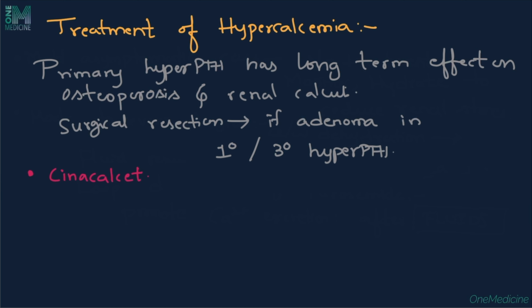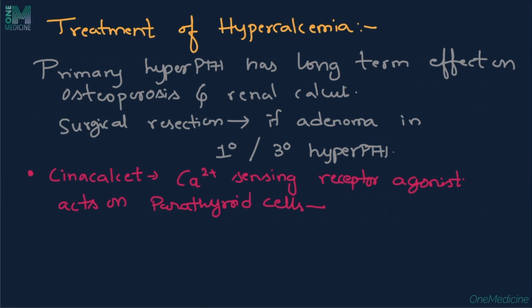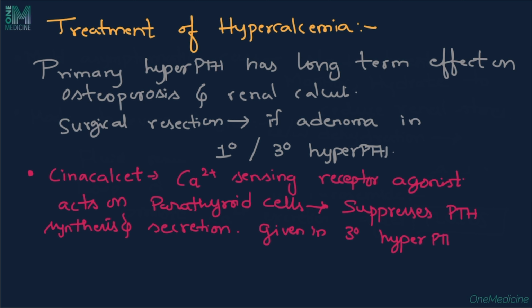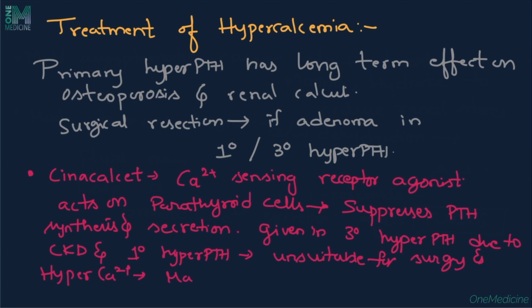Cinacalcet, which is a calcium sensing receptor agonist which acts on the parathyroid cells where it mimics the effects of hypercalcemia and further suppresses the parathyroid hormone synthesis and secretion, can be used. It may be prescribed in those with tertiary hyperparathyroidism due to chronic kidney disease and primary hyperparathyroidism who are unsuitable for surgery and hypercalcemia from malignancy not responding to treatment.